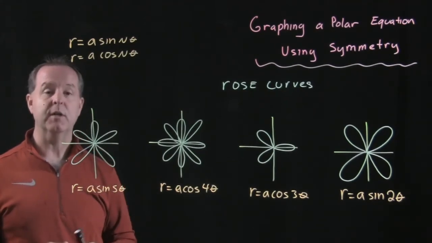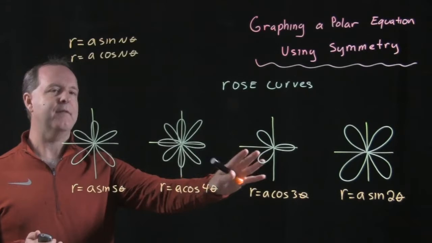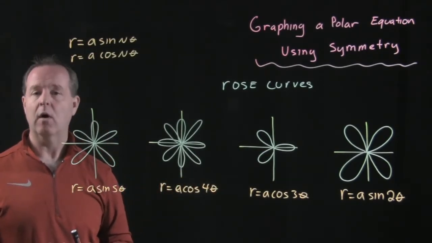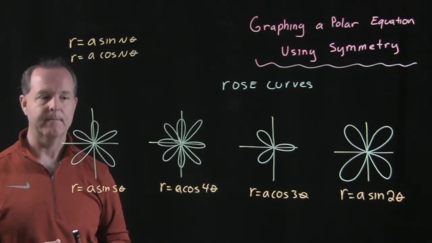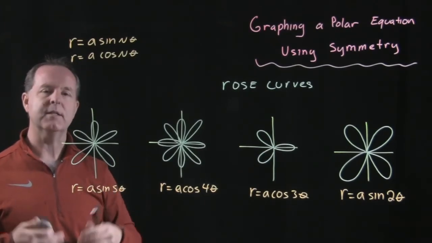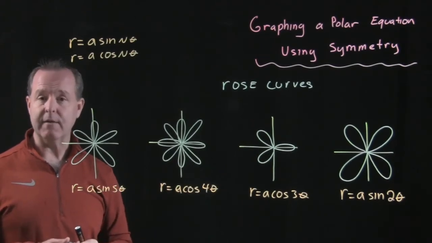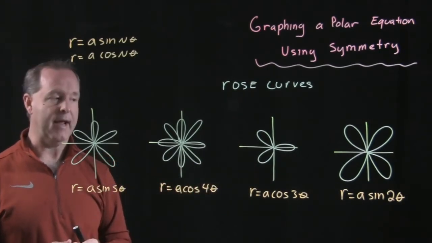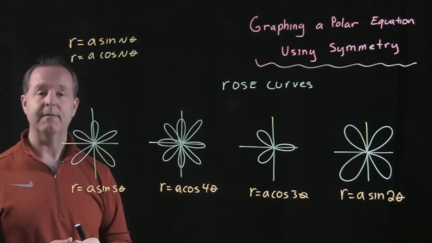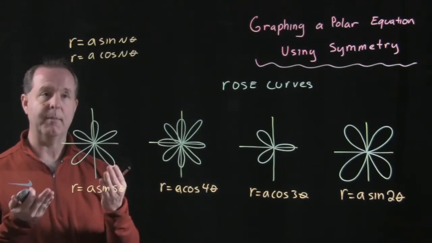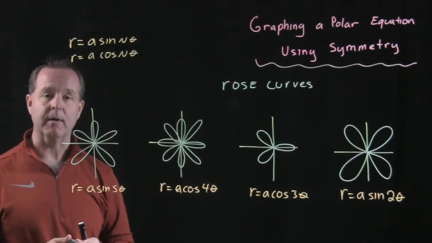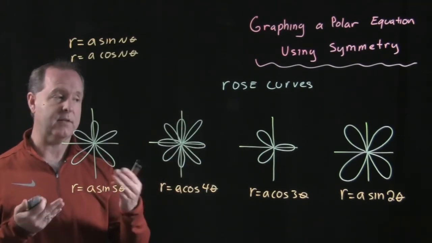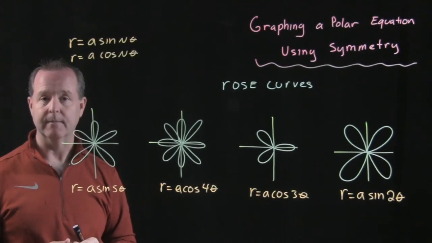A couple of things I want you to be aware of is that all these graphs follow the basic form of r equals a sine of n theta, or r equals a cosine of n theta. Notice what happens when n is even or when n is odd. On the first one that has 4 blades, it's r equals a sine of 2 theta. 2, which represents our n, is an even number. So when you see an even number, the amount of propeller blades or rose petals will be twice that many.